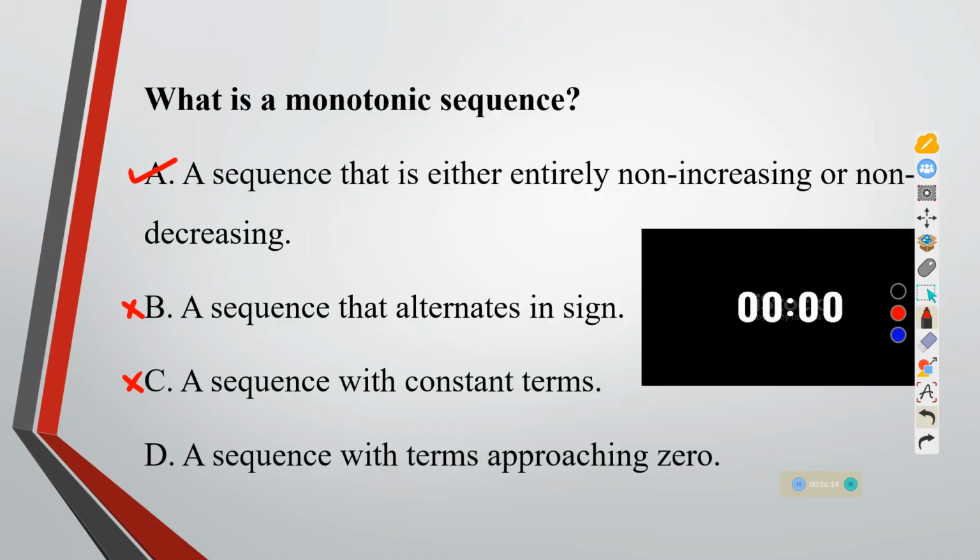Sequences with terms approaching zero may be monotonic, but may also not be monotonic. So this will also be out. So the correct answer is a sequence that is either entirely non-increasing or non-decreasing, and that would be the answer.